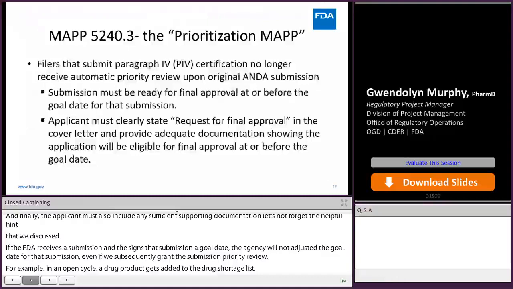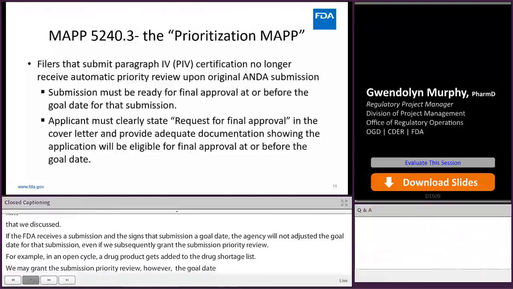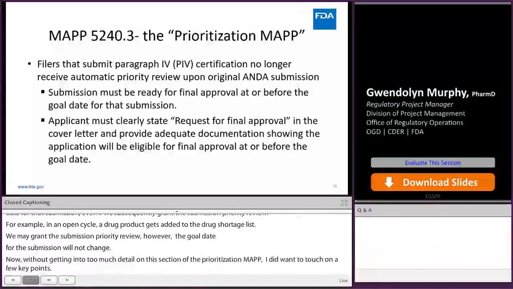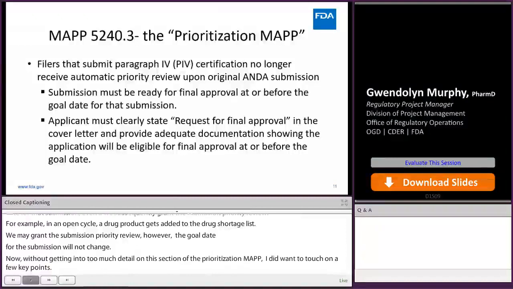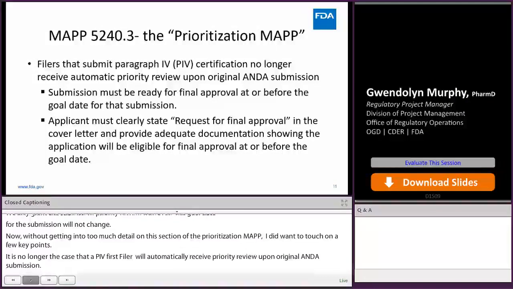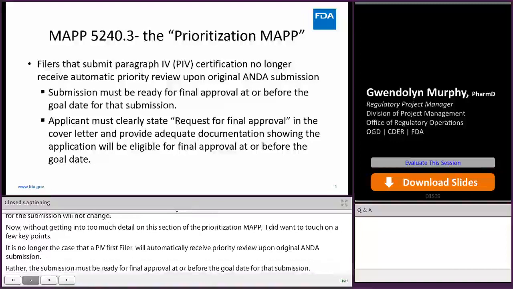Now, without getting into too much detail on this section of the prioritization map, I did want to touch on a few key points. It is no longer the case that a P4 first filer will automatically receive priority review upon original ANDA submission. Rather, the submission must be ready for final approval at or before the goal date for that submission. Additionally, the applicant must clearly state request for final approval in the cover letter and provide adequate documentation showing that the application will be eligible for final approval at or before the goal date.